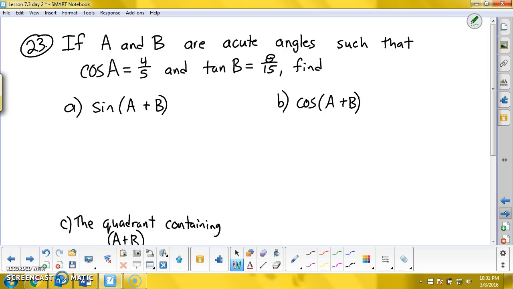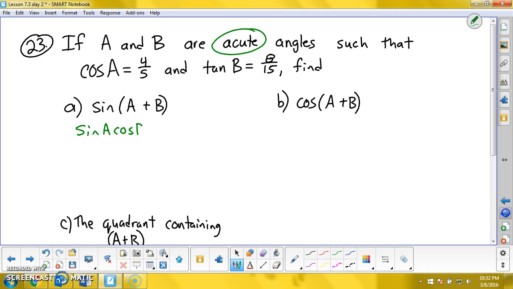Next, problem number 23. It says if angles A and B are acute angles. Now what does it mean to be acute? It means that both A and B are less than 90, such that the cosine of angle A is 4/5 and the tangent of angle B is 8/15. Then it wants us to find part A, the sine of angle A plus B, and part B, the cosine of angle A plus B. So we've got to use our identities for this.